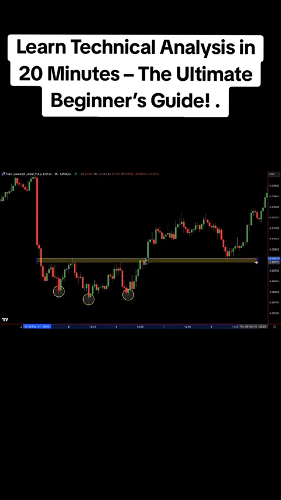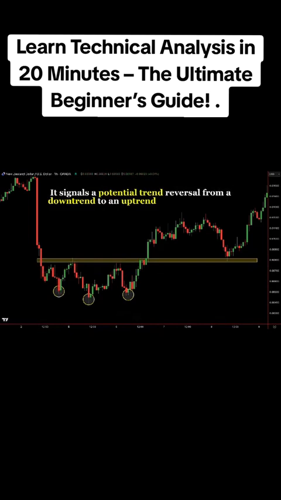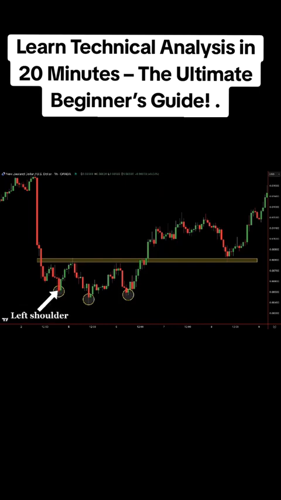The inverse head and shoulders is the exact opposite of the regular head and shoulders pattern. It signals a potential trend reversal from a downtrend to an uptrend, showing that buyers are gaining strength after a period of selling pressure. This pattern consists of three lows. Left shoulder, price drops and finds support before bouncing up. Head, price makes a lower low but then recovers. Right shoulder, price moves down again but forms a higher low than the head, showing that sellers are losing control.